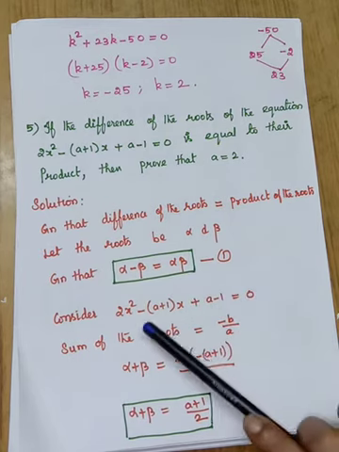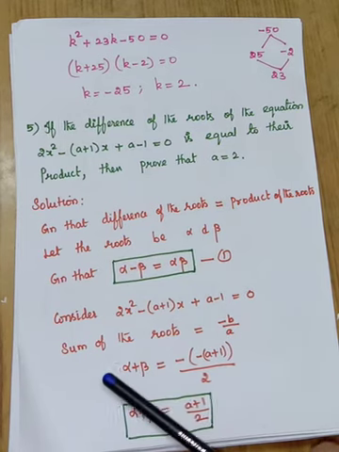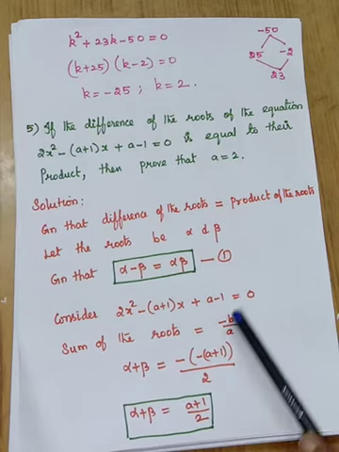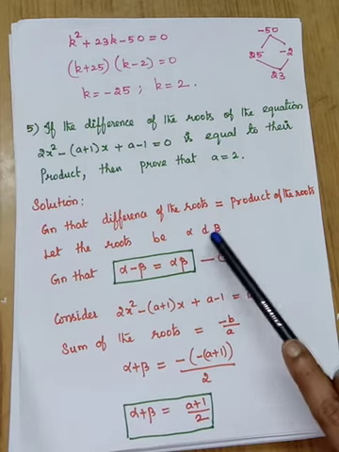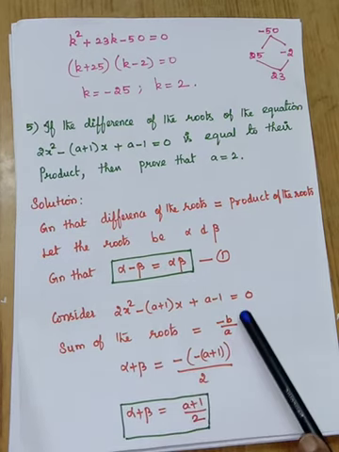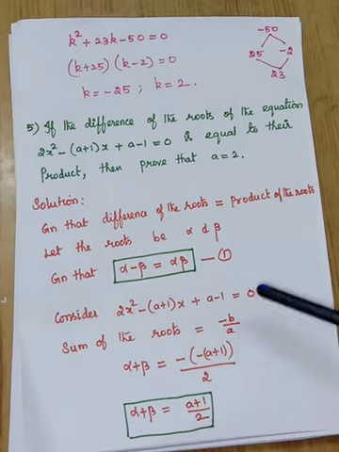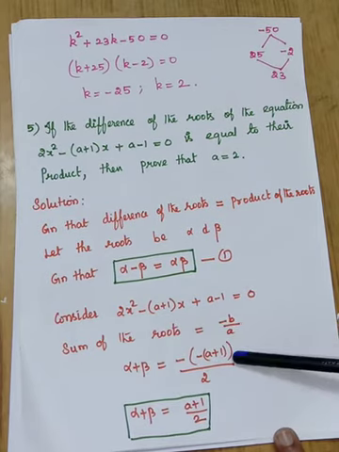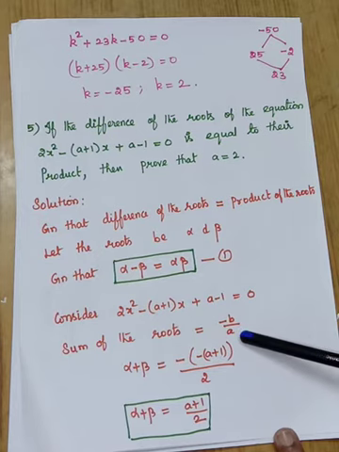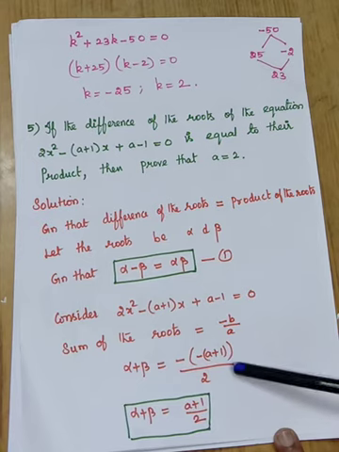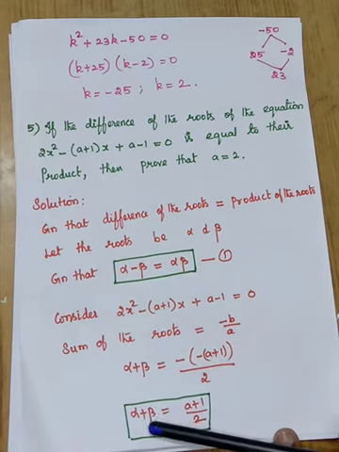You consider the equation. You are going to write the sum of the roots. What is the formula? Minus b by a. Here what are the roots? You have alpha and beta. So when you add, it is alpha plus beta equals minus b by a. What is b? b is nothing but the coefficient of x. So here you will have minus of (a plus 1), divided by a. What is a? It is the coefficient of x squared, that is 2. So minus into minus plus. So alpha plus beta is equal to (a plus 1) by 2.